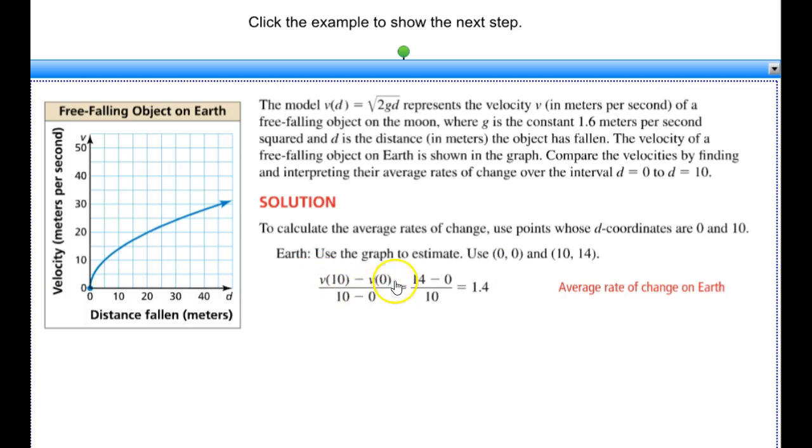So I take the y's, right? Here I'm finding the slope between these 2 points. So I've got the change in y over the change in x. So 14 minus 0 divided by 10 is 1.4.